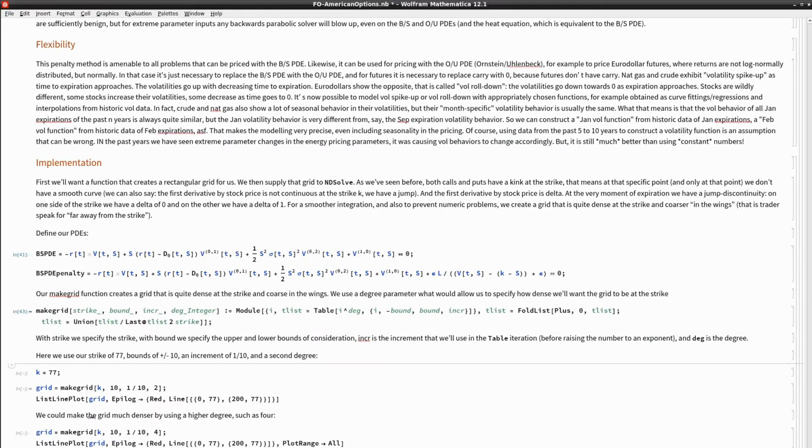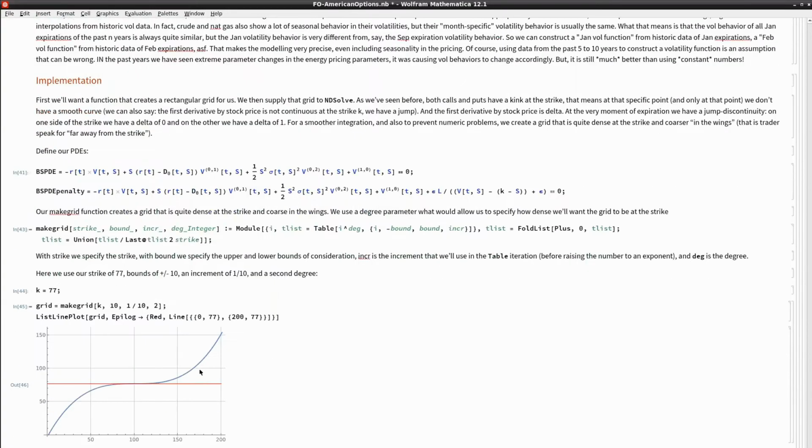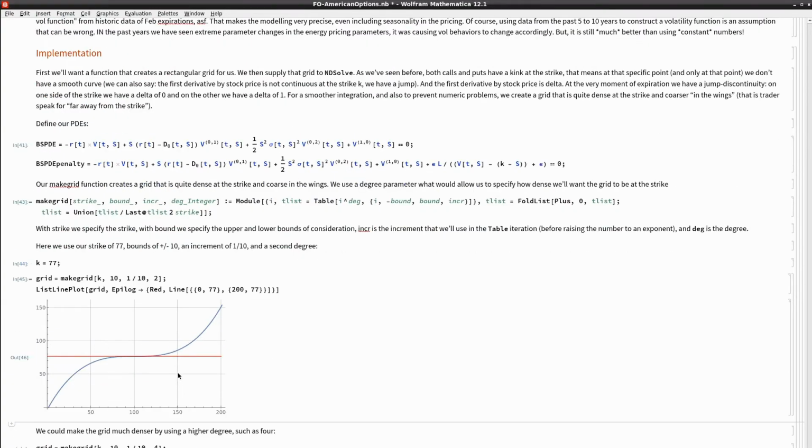So let's look at our grid builder. We use a strike of 77. We use bounds of plus minus 10, an increment of a tenth, and a second degree. So let's create this and look at our grid, and we can see that we are parallel at 77. That was our strike price, right? We can see that the blue curve and the red curve are pretty close there at the strike of 77. This makes for a dense grid there.